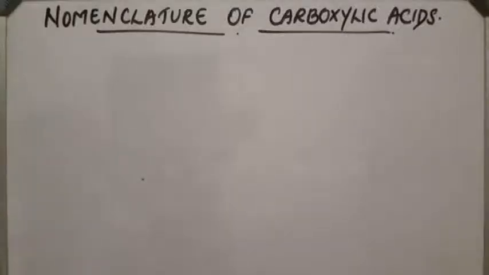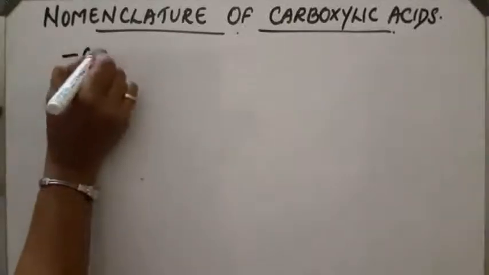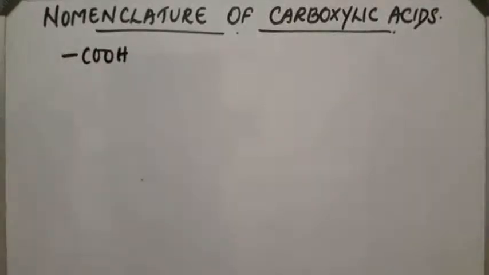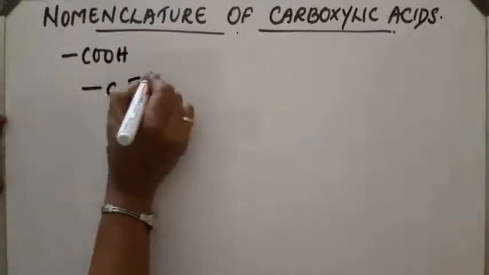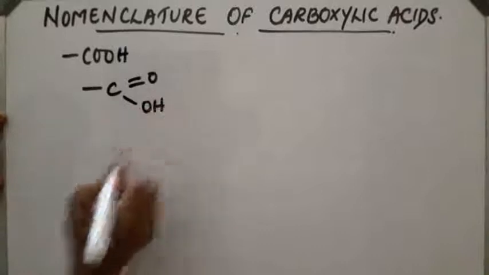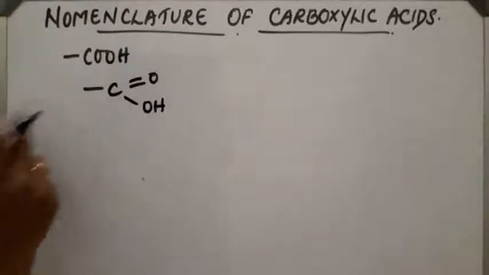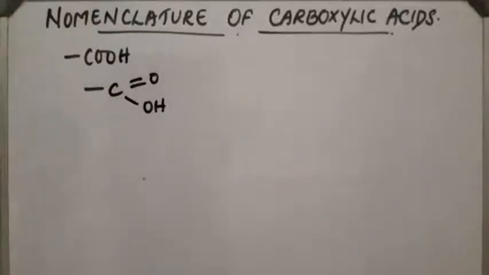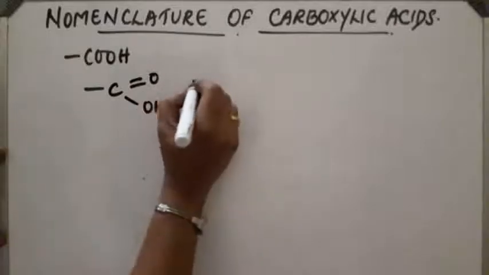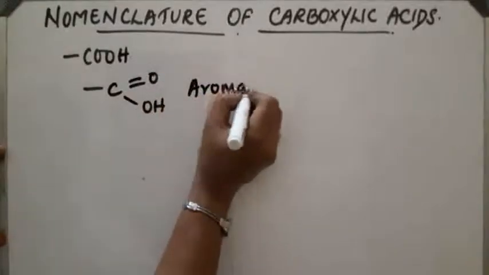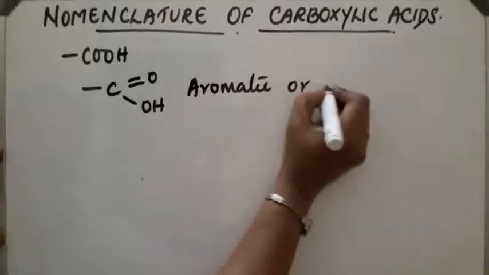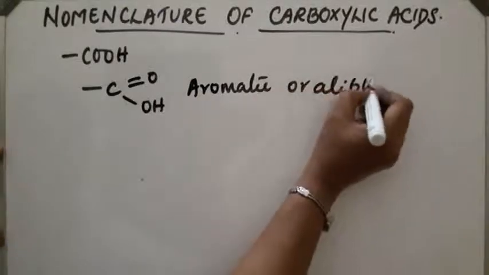Carboxylic acids. Carboxylic acids are compounds containing the COOH group, or carboxyl group. Like this, C double bond OH. So it contains both a carbonyl group and a hydroxyl group, and this carbon atom is attached to either an aryl group or alkyl groups, and the compounds formed are aromatic carboxylic acids or aliphatic carboxylic acids.